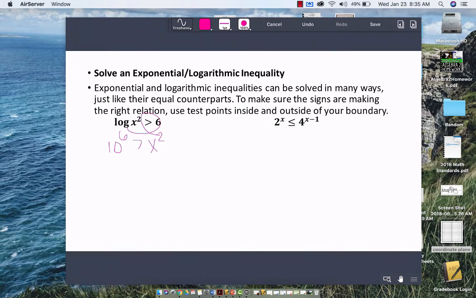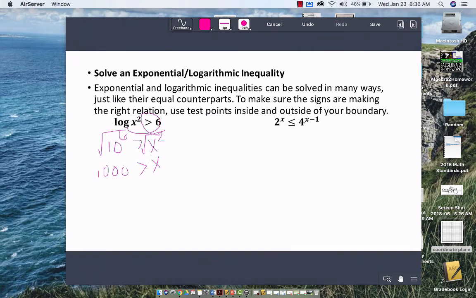And so if I have x squared and I want to know x, I can just square root both sides. The square root of 10 to the 6th would be 10 to the 3rd, which is 1,000, is greater than x.